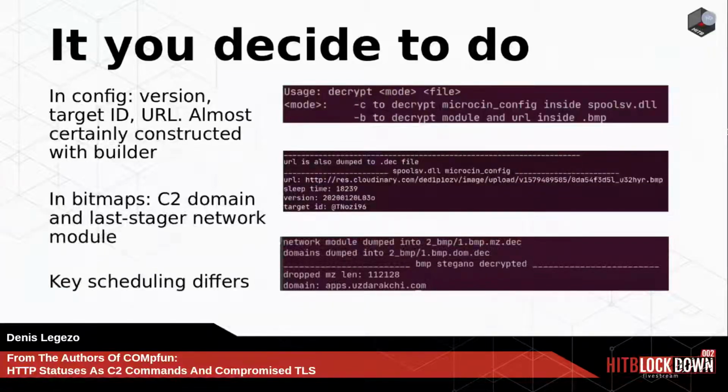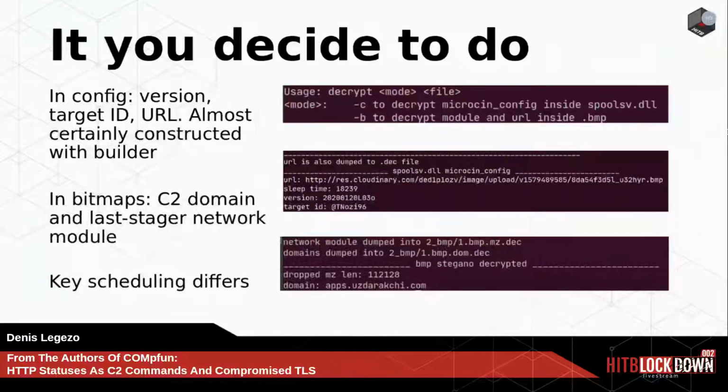I'm quite sure it's constructed with a builder. Typically, campaign operators have some applications not spread among the targets, only on the operator host. They enter some parameters like a target ID and URL, press the build button, and they get the initial infection. In the bitmaps, besides the network module itself, besides the last stage Trojan, only the C2 domain was encrypted. So as a result of this small C++ app, we could get the URL of the pictures, the next stage, and the C2 URL.